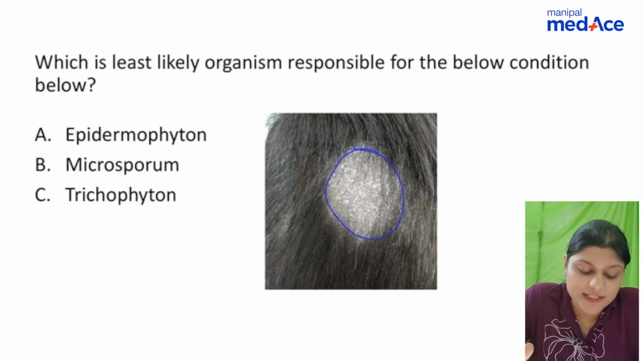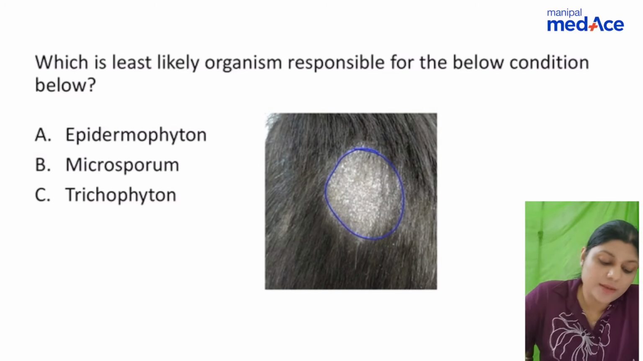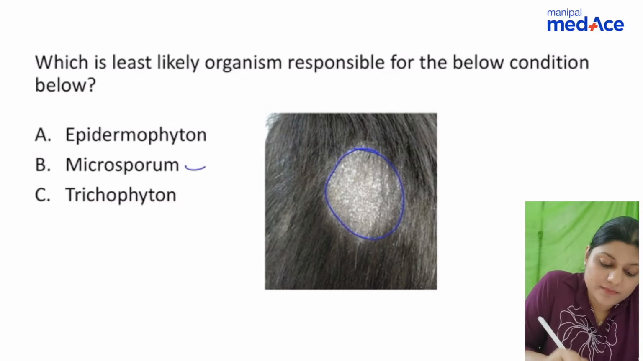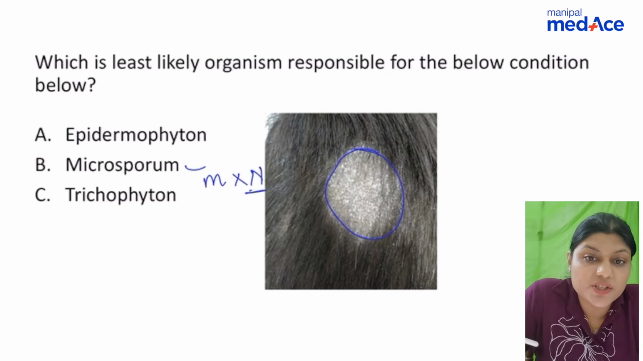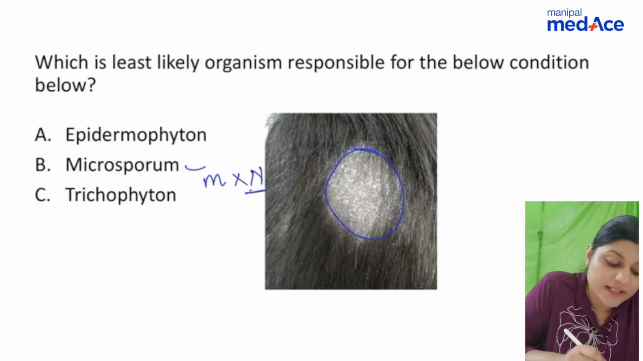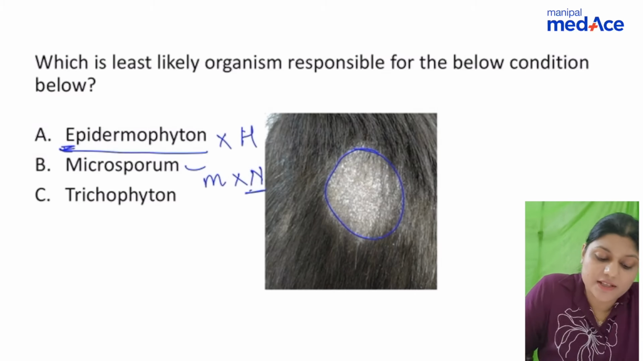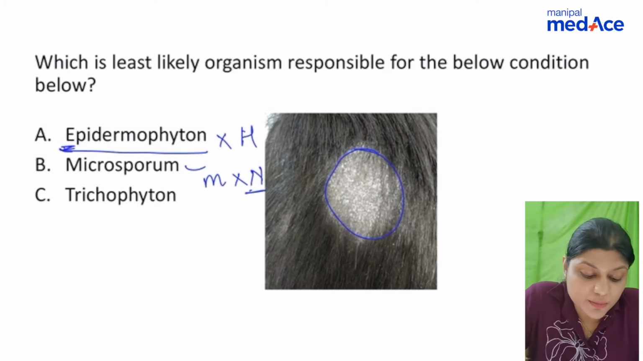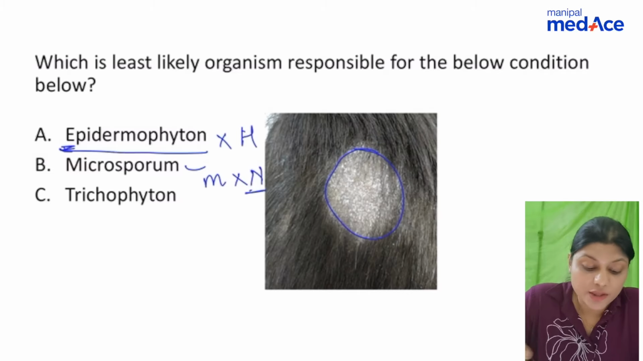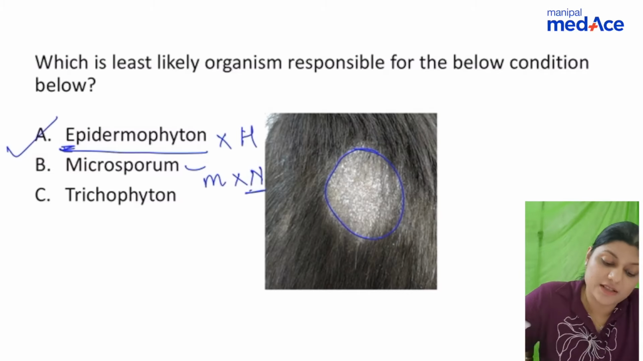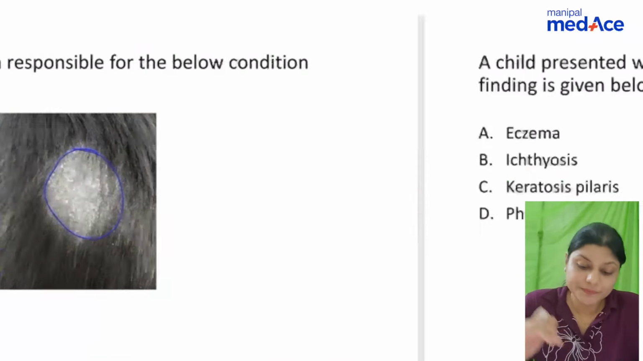So least likely: Trichophyton infects all three, skin, hair and nail. Microsporum, M does not infect N, which means Microsporum species do not infect the nails, and Epidermophyton, E, does not infect H, which means Epidermophyton does not infect hair. So here the answer will be A, least likely, right?